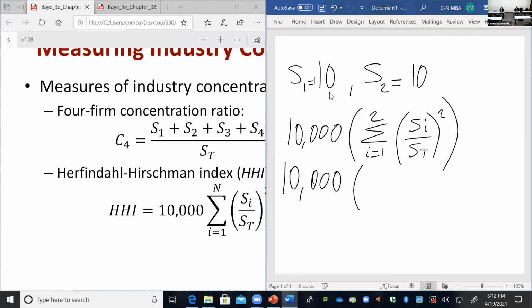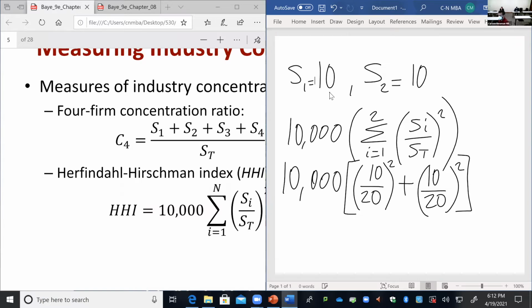Now the first part is going to be S1, which is 10. The total sales is 10 plus 10, 20. But then you have to square this. And then you have to do that for the second firm too. Then you add those 2 up and multiply it by 10,000. What is the first part? That's 1/2. You square it, it becomes 1/4. The second part is also 1/4. So that's summed up 2/4, which is 1/2. Then you multiply that by 10,000. You get 5,000.